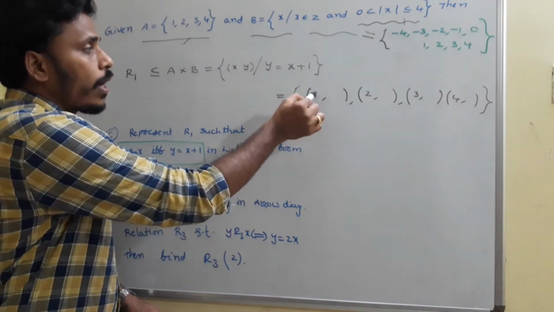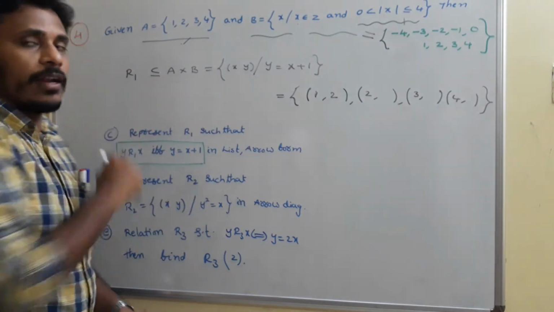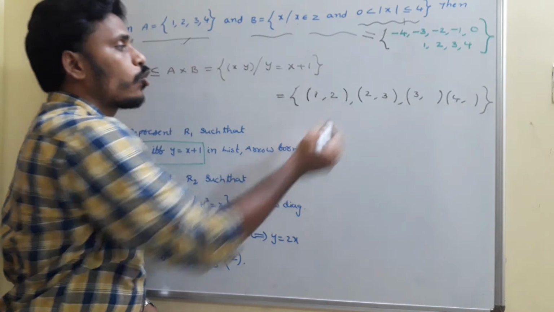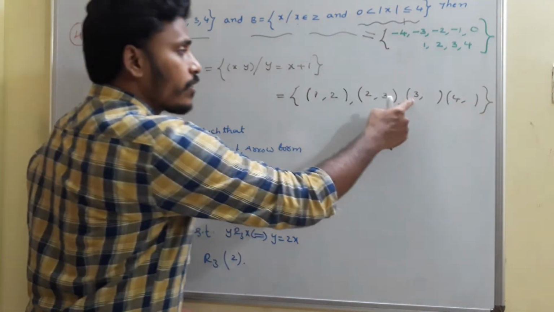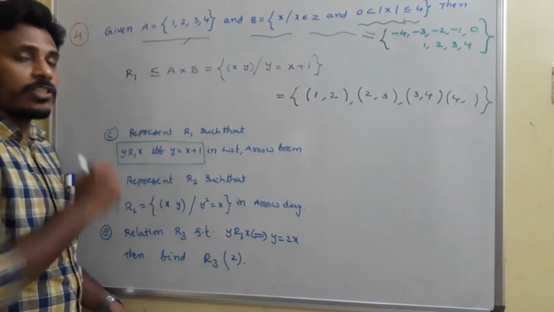So here x is 1 and plus 1 is 2. So 1 comma 2 is an element of the relation R1. And x is 2 and 2 plus 1 is 3. 2 comma 3 is an element of the relation R1. And x is 3 and 3 plus 1, 3 comma 4 is an element of the relation R1.